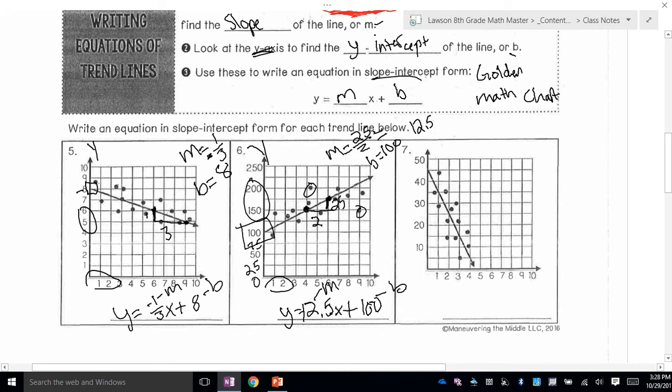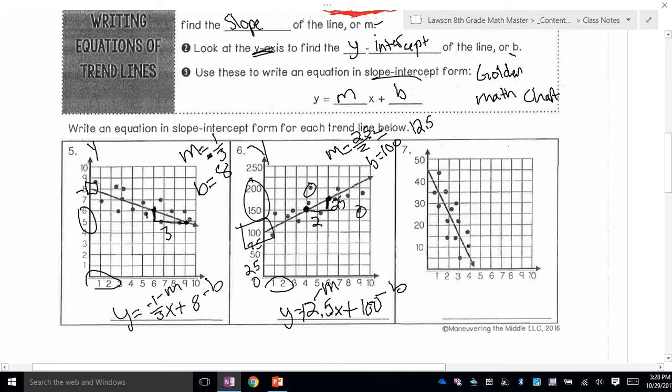Some of you might be saying, oh, Mr. Lawson, could I just take these 2 points and use the slope formula? Absolutely, and I'll do that in number 7 so that you can see how to find your slope using the slope formula if you need some review there. So let's move on to number 7.